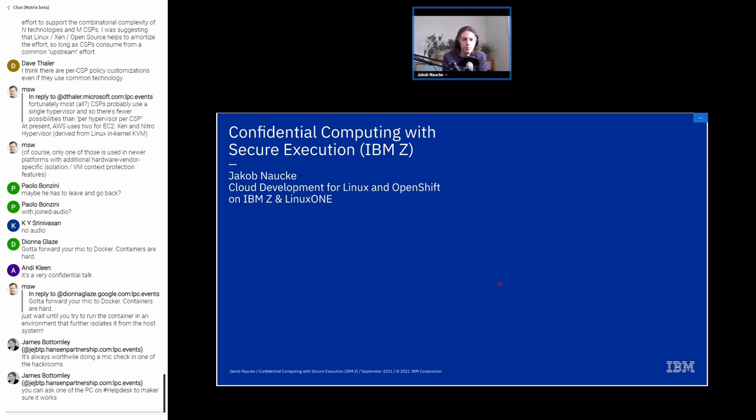Hi. My name is Jakob Nauke. I work in cloud development for Linux and OpenShift on IBM Z and LinuxONE at IBM. And I want to talk a little about confidential computing on IBM Z with Secure Execution and the challenges that we're looking at, especially with confidential containers.